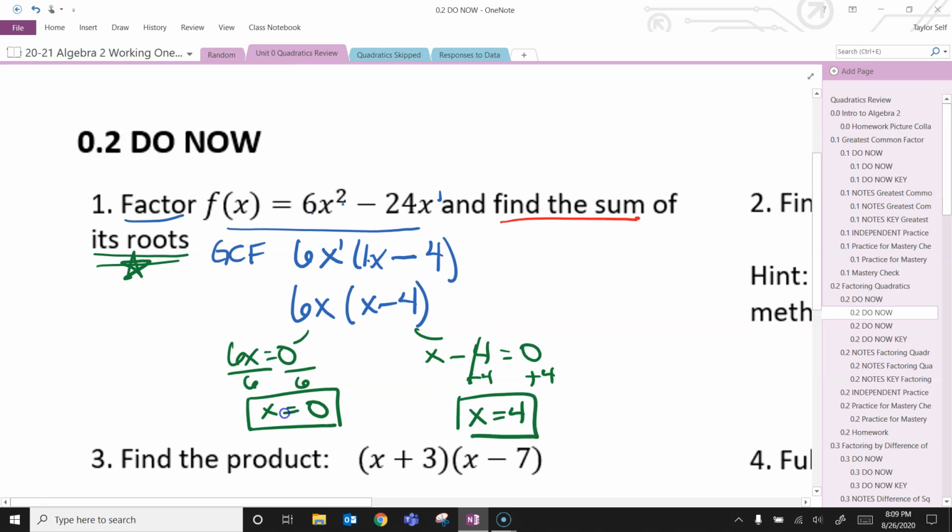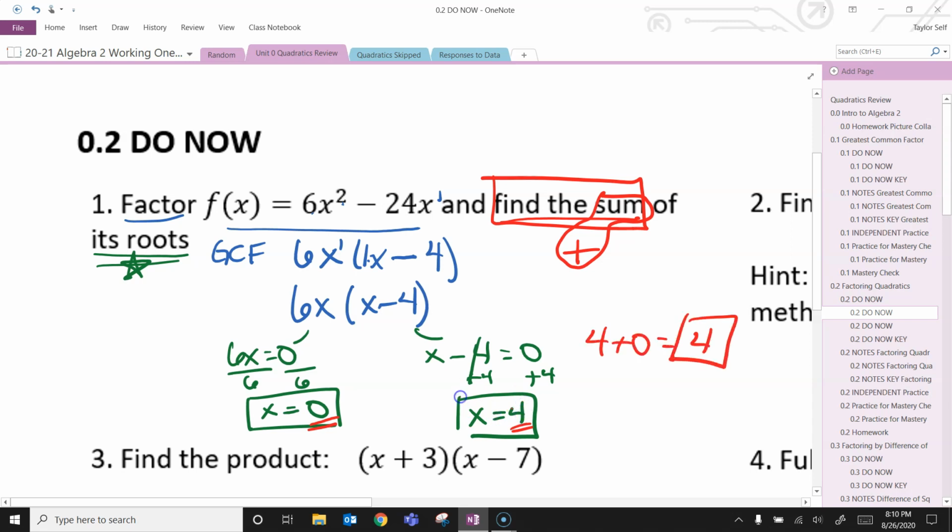So those are the roots, but we have not fully solved this problem because it says find the sum of the roots. Sum means addition. So if you don't know that, put that in your notes. Sum means addition. So we need to add the roots. So we're going to do 4 plus 0. 4 plus 0 equals 4. Your answer to this problem is 4.